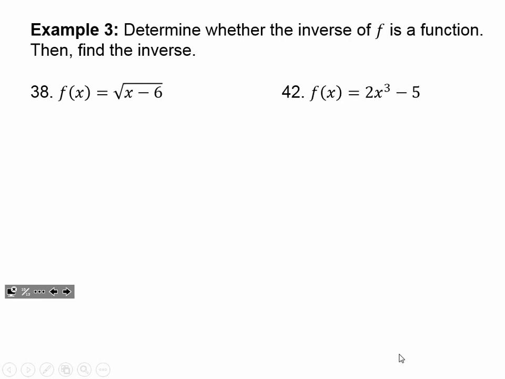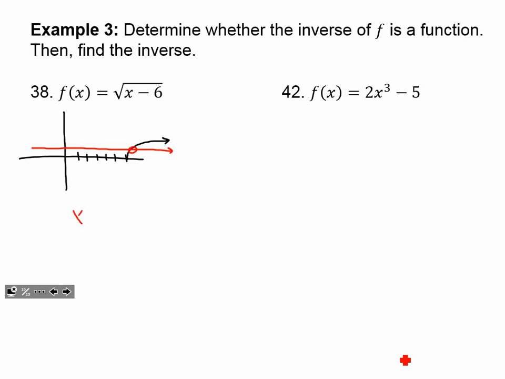Okay, our third example. Here we want to determine whether or not we have inverses, then find inverses. Okay, so for 38, here, oh, parabolic charades, right? We've got a transformation. It's just a regular square root, but 6 units to the right. So it looks like that. Does that pass the horizontal line test? If I were to put a horizontal line in, sure enough, yes. Every horizontal line I would draw in would only intersect that graph at one point. It's a one-to-one function. We can find the inverse.